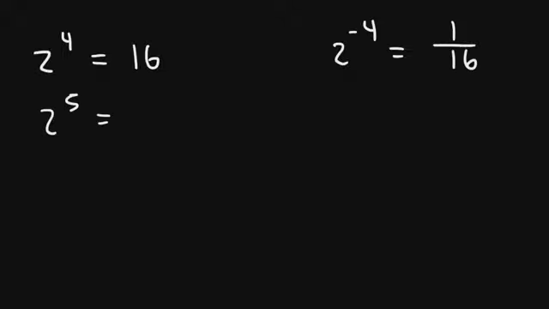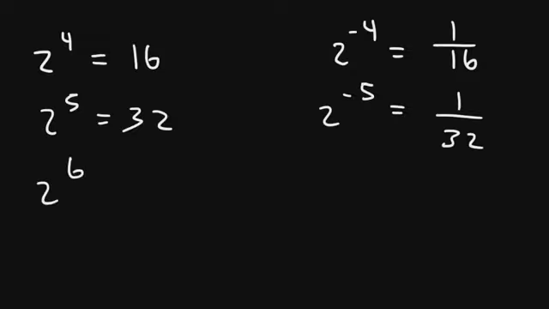2 to the fifth is 32. 2 to the negative 5 is 1 over 32. So notice the pattern that you see here. 2 to the 6 is 64. 2 to the negative 6 is 1 over 64. And so forth.